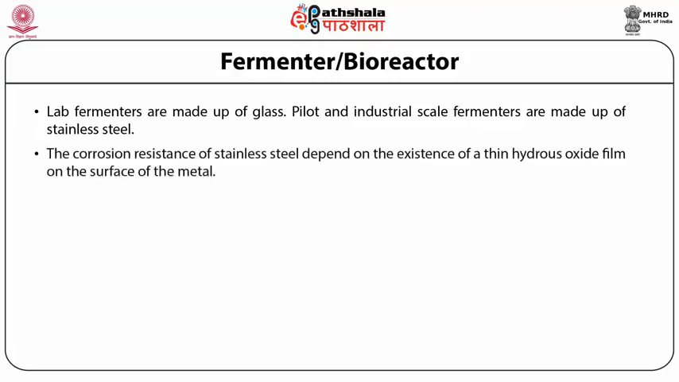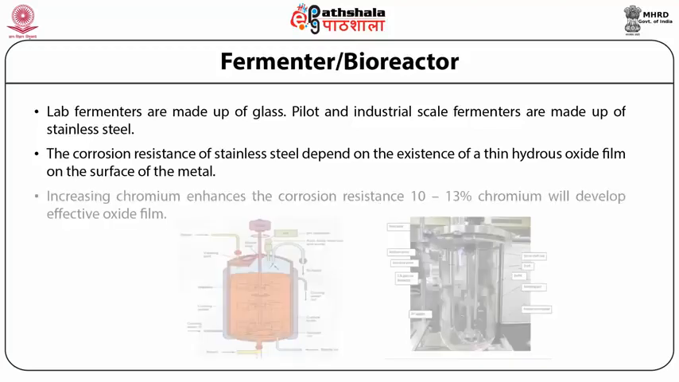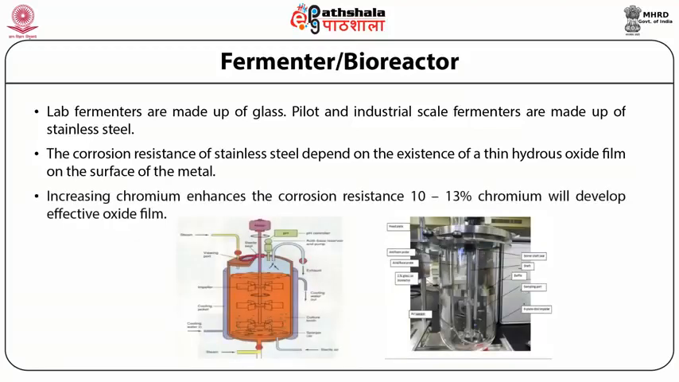The corrosion resistance of stainless steel depends on the existence of a thin hydrous oxide film on the surface of the metal. Increasing the chromium enhances the corrosion resistance. 10 to 13% chromium will develop an effective oxide film. In this figure, you can see the construction of a typical fermenter bioreactor. Different parts are shown, like cooling jacket, impeller, baffle, oxygen probe, and pH probe. You can visualize the other things.